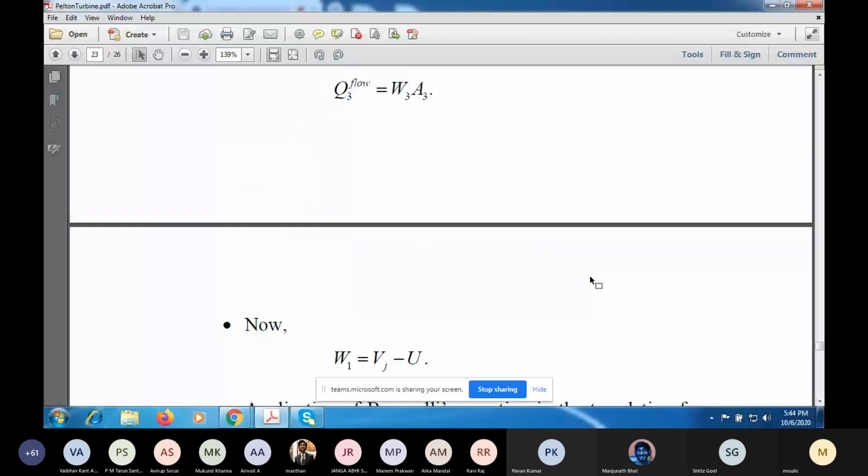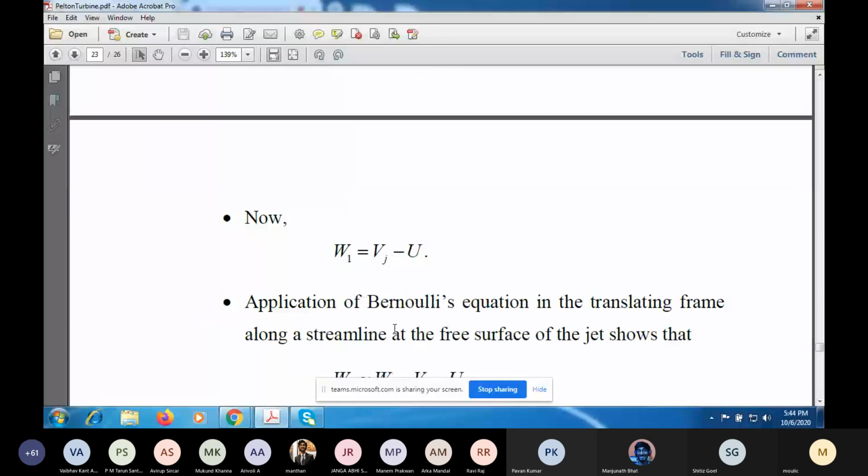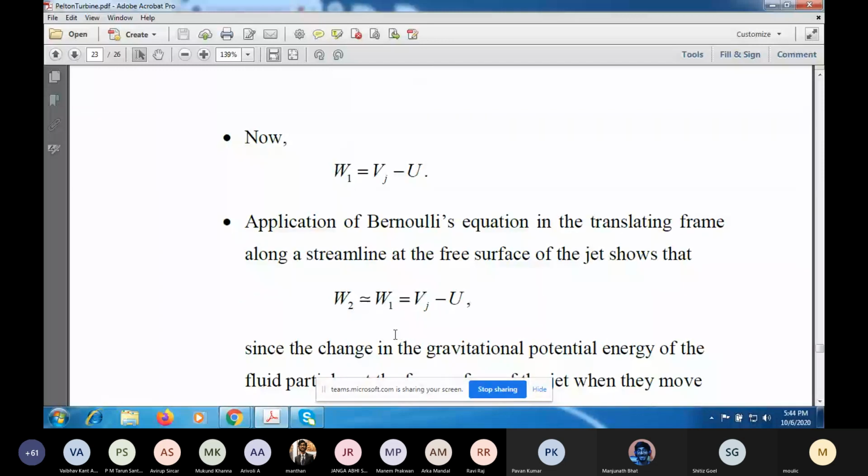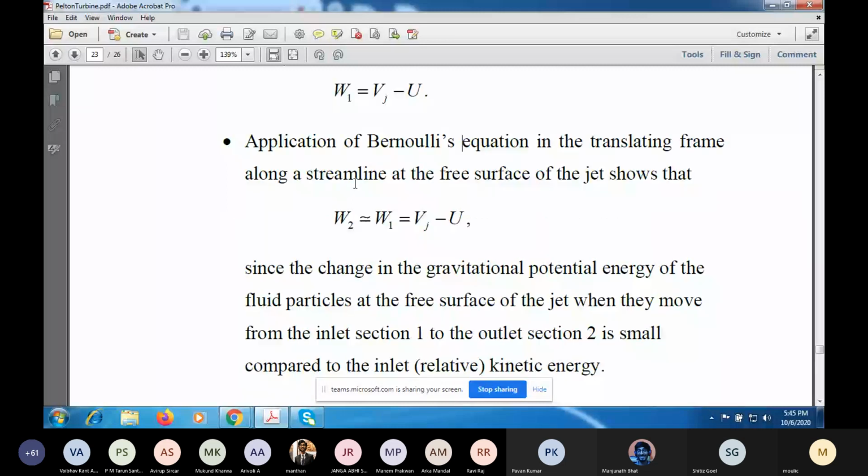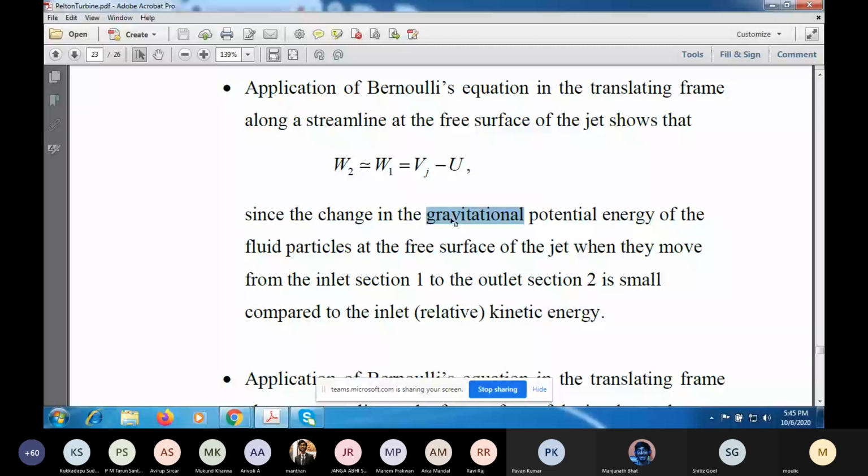And here W1 is Vj minus U. Now in one of the previous classes, I have shown you that when you apply Bernoulli's equation in the translating frame along a, of course here there's a slight error, it should be a relative streamline. I'll make the correction before I upload it. At the free surface, we have shown that if the change in gravitational potential energy is small, the change in pressure is zero because this is a free surface, the interface between the liquid jet and the atmosphere. So pressure there is atmospheric pressure.